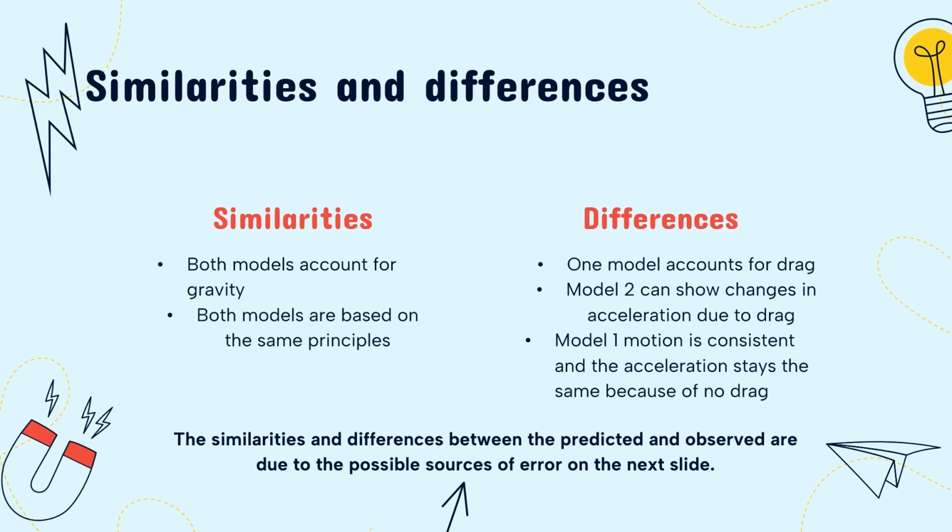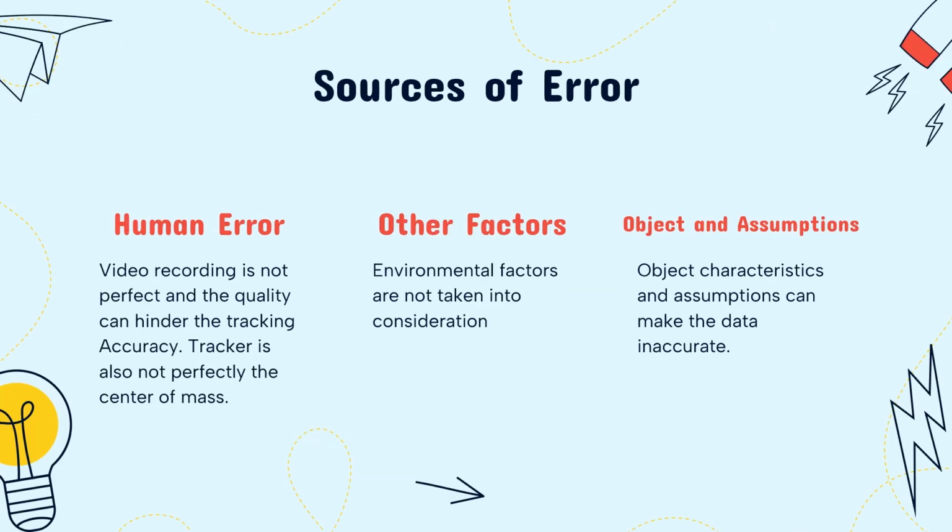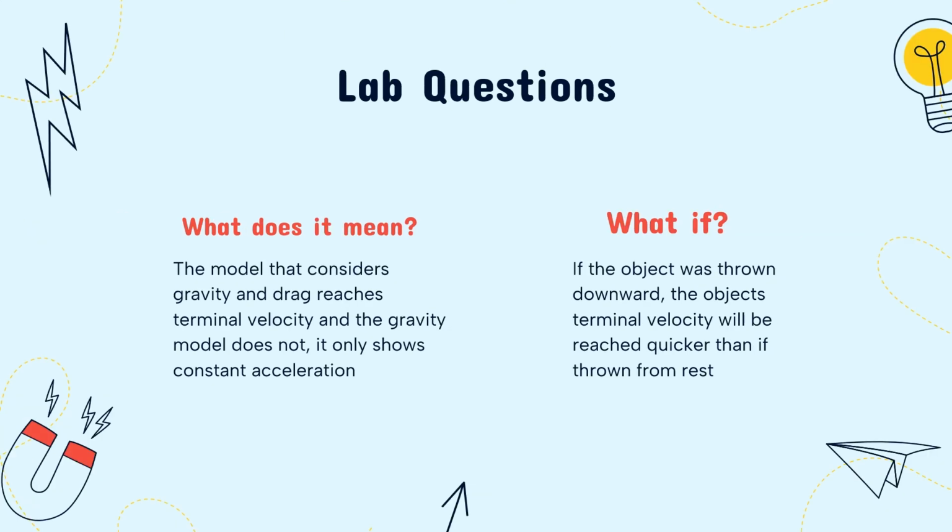The differences between the predicted and observed are due to possible sources of error, and they're on the next slide. So the sources of error are human error, which is like video recording and the angle, and then the tracker is not always exactly the point of mass because the quality is not perfect. The other factors are environmental factors that aren't taken into consideration in the calculations in the lab. Then we have the object and the assumptions that we're making, and this can make the data kind of inaccurate.